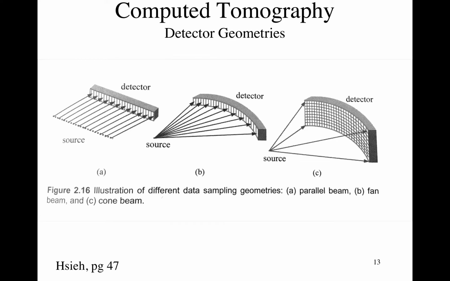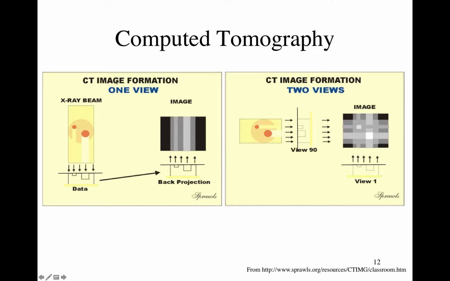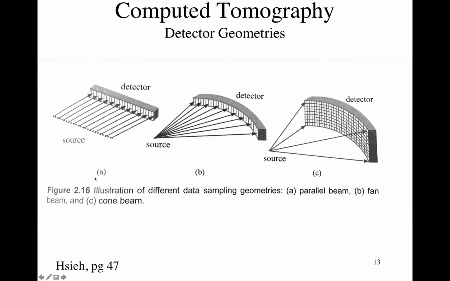So how do you measure those projections? If I'm shooting X-rays through an object like this and I want to measure how many X-rays get through and are absorbed by my detector, the geometry of a detector looks something like this. In the early days, the detector could be a straight line of individual X-ray detectors, and I could move my source across, and if my object is here, I could measure that.